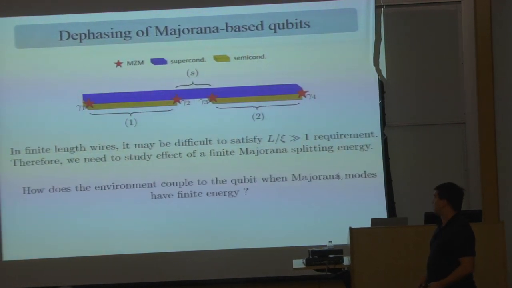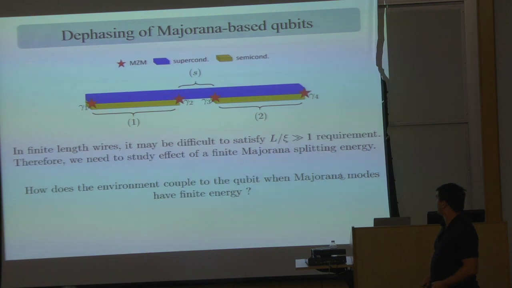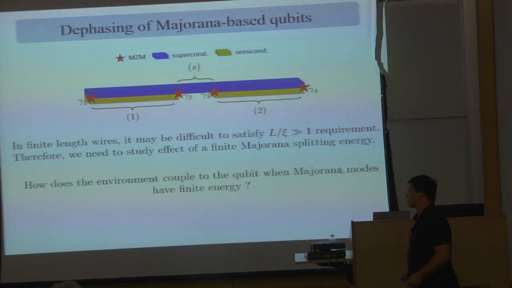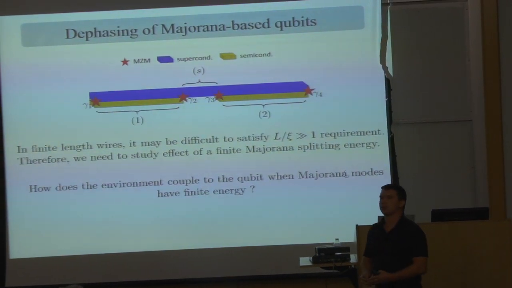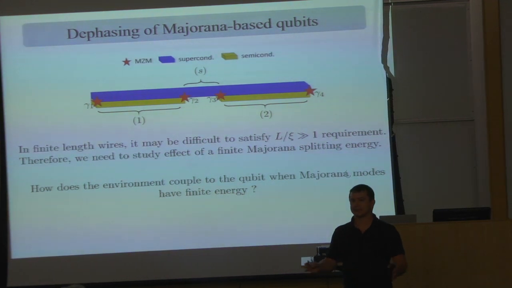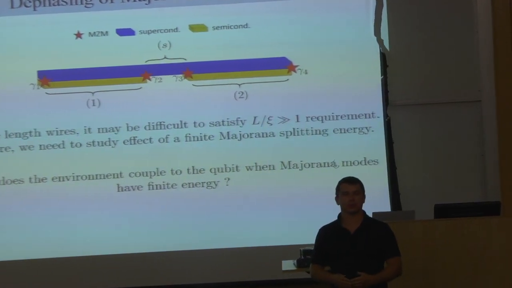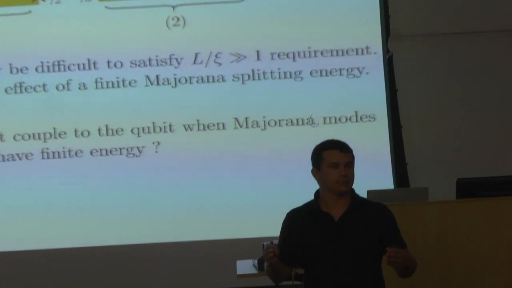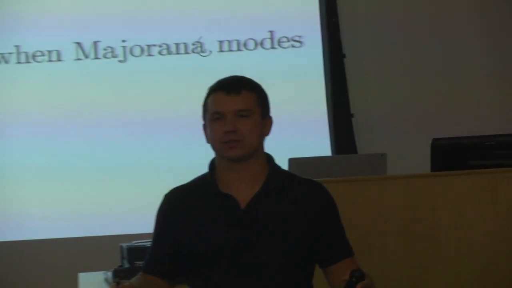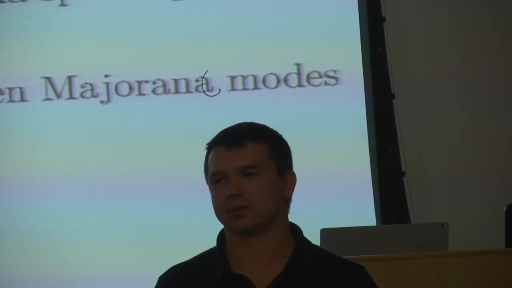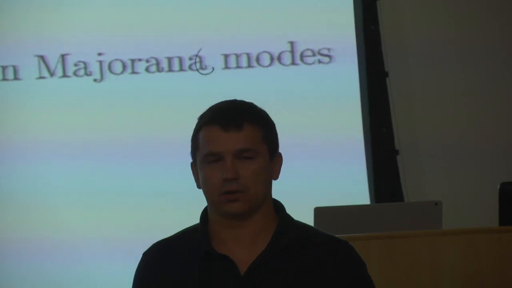The last thing I want to mention is the dephasing of these Majorana-based qubits. So far, I was talking about the idealized case in which the splitting between these two zero energy states is exponentially small, and we can basically set it to 0.